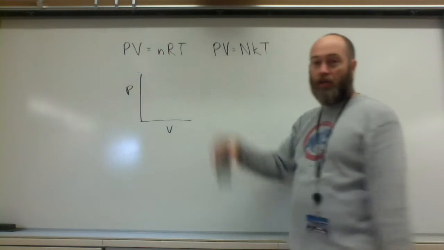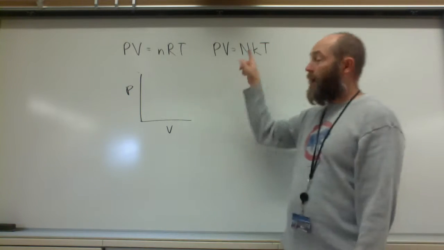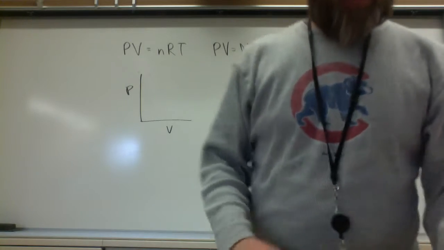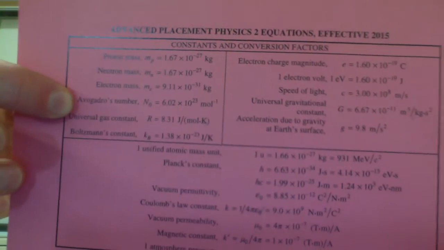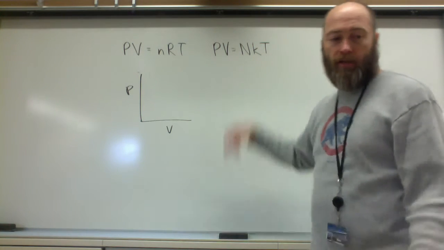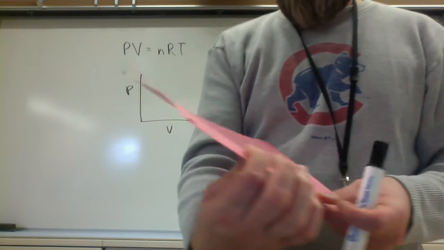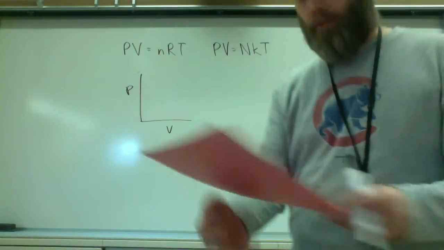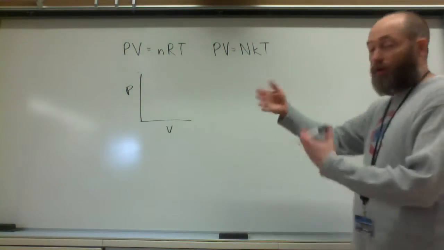In this version of it, big N is the number of molecules. Well, how do you find that? You use Avogadro's number. So if I said you have 2 moles, okay, there's Avogadro's number on your formula sheet. You would take 6.02 times 10 to the 23rd, and that would tell you the number of molecules. And then k is Boltzmann's constant, which is, as you can see, 1.38 times 10 to the minus 23rd.